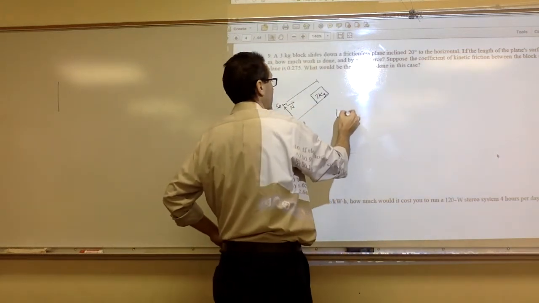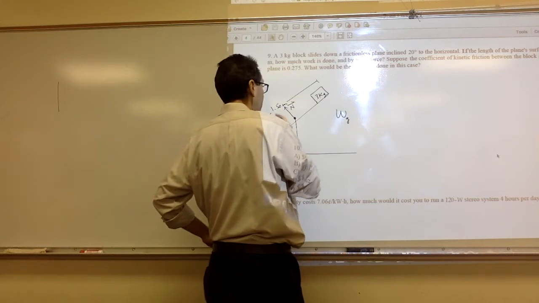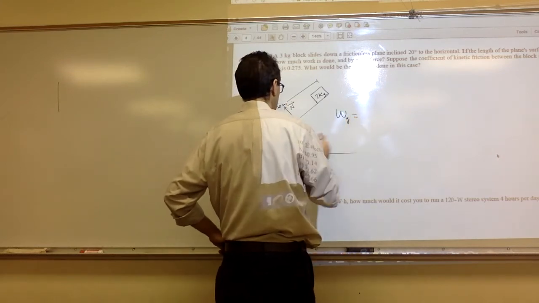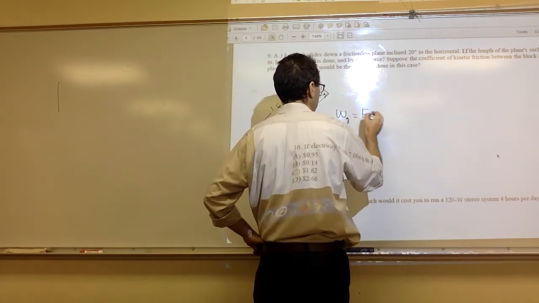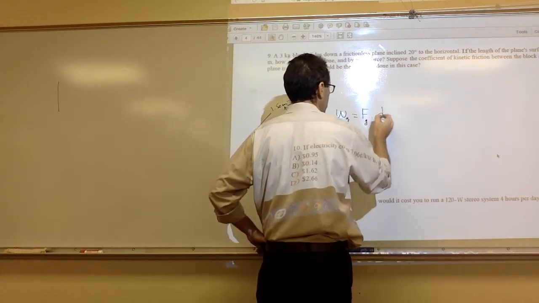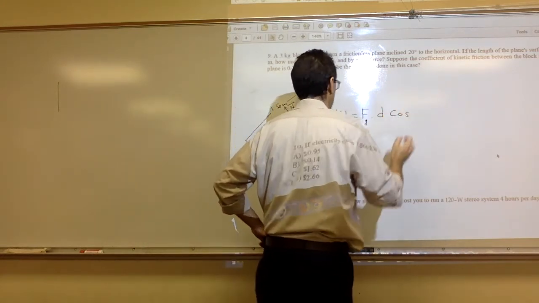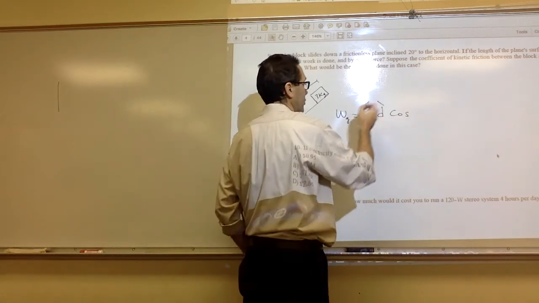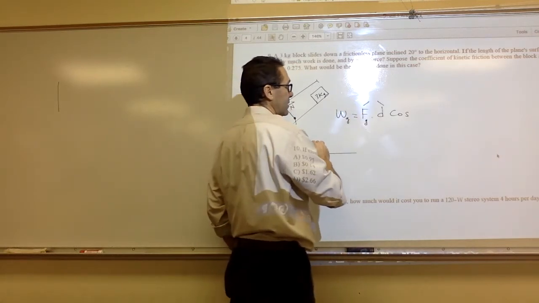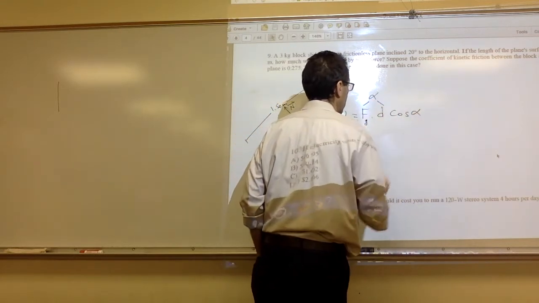So now the work done by gravity is the only work being done here. Now we can do this two ways. I can say that the work done by gravity is basically the force of gravity times the displacement down the ramp times the cosine, not of 20, but the cosine that these two, the FG and the D, make. So I'll call that angle alpha, I guess, right?